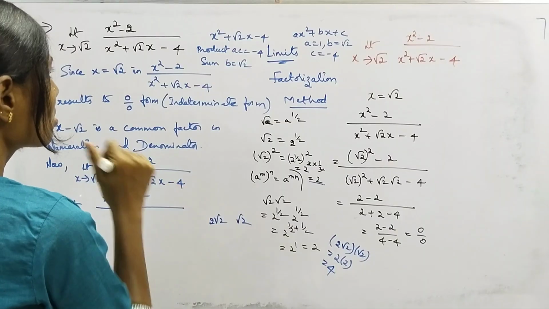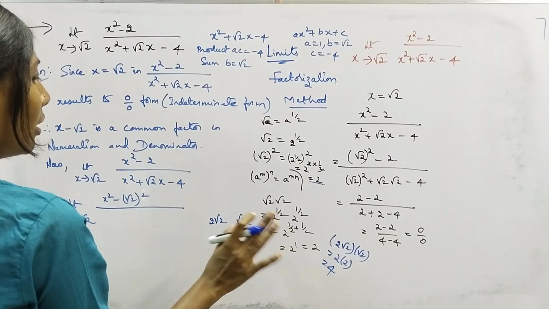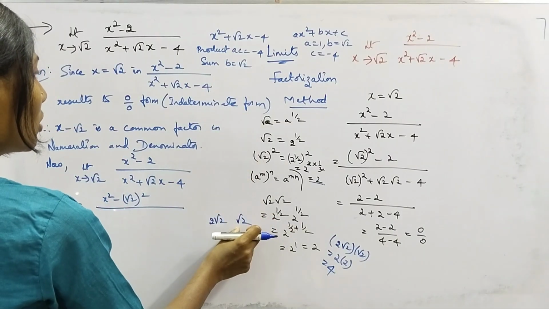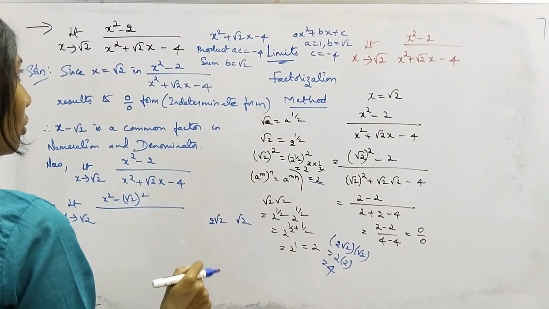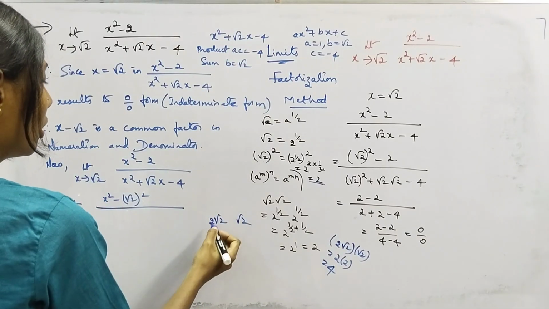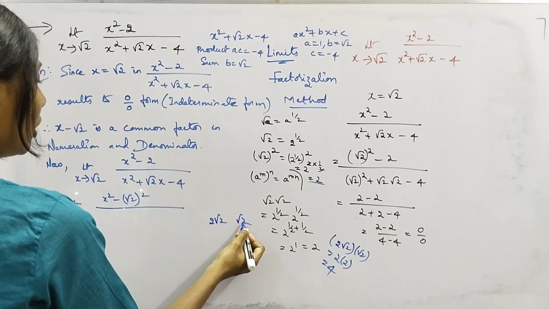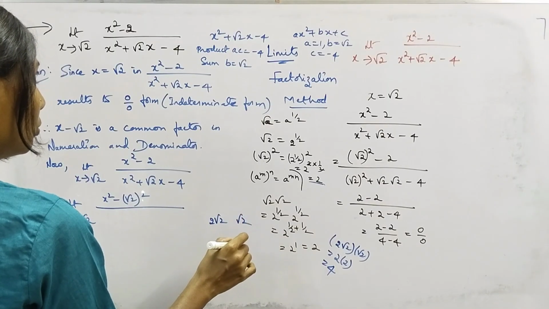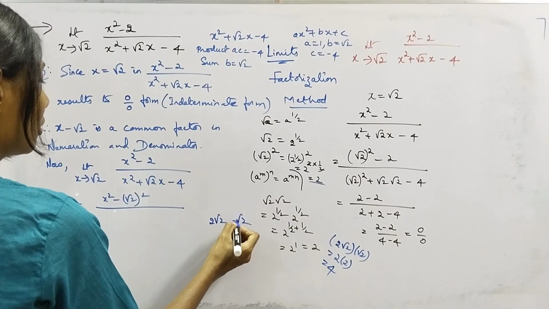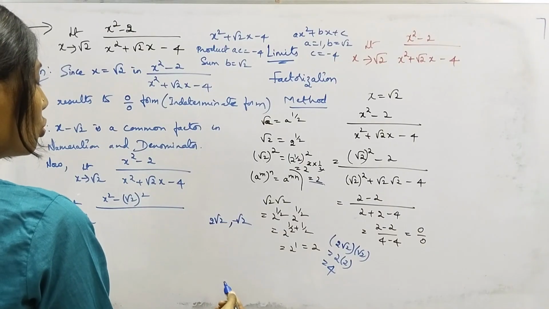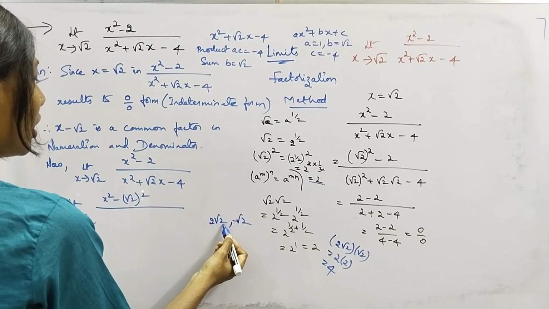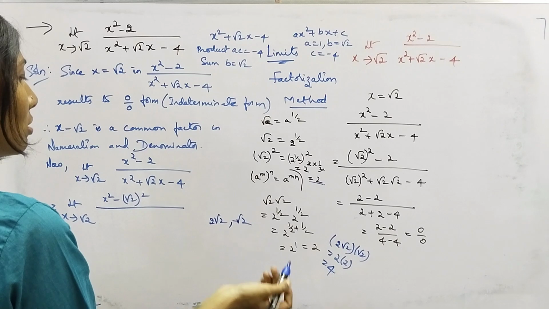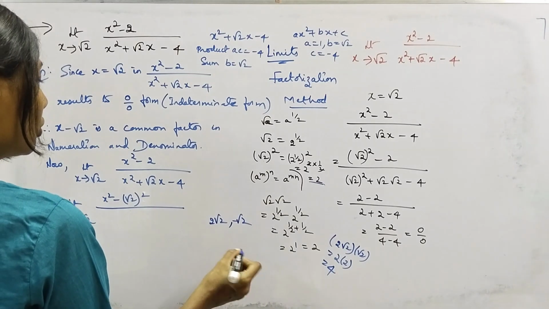So okay, let it be. And the sum must be root 2. So you have 2 root 2 and here root 2. If you add these two numbers, you have to get root 2. Let's take 2 root 2 as the first number and minus root 2 as the second number. Now let's see what you are going to get.